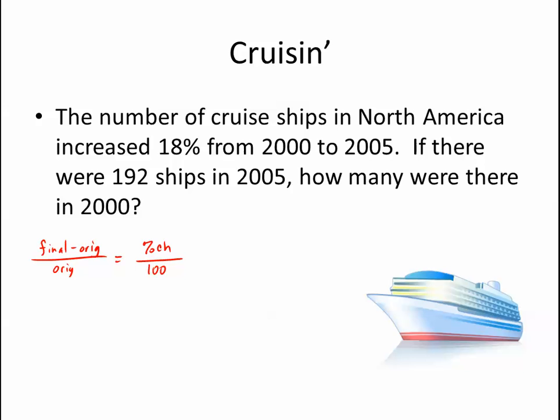Now, this, of course, is a proportion, and so we should be able to solve it using our knowledge of proportions. Now, if I look at this, I say, okay, the final number of cruise ships is the number of cruise ships in 2005. That's 192. And then I'm going to subtract the original number. So how many were there originally in 2000? Well, that's what I don't know. So it's going to be minus x over the original number, which will again be x, equals the percent change. So 18%. It's gone up by 18% over 100. And so from this point, I can now cross multiply and solve.